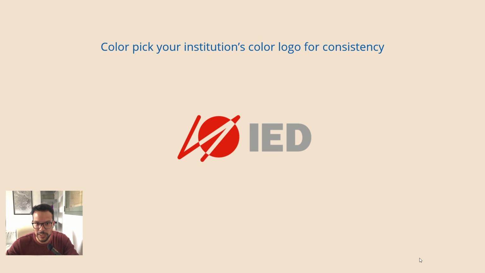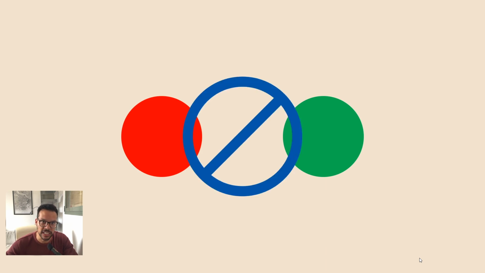Also, a great advice is to color pick your institution's logo for consistency. For instance, Louise obtained her master's degree at IED, which is the European Institute of Design, and what she could do is just color pick the logo, and that will increase the consistency in terms of colors of her poster. But just be careful. Red is a very aggressive color, and it mixes very badly with green. It has a very bad contrast, and it's also the most common form of color blindness. So just avoid that color combination.